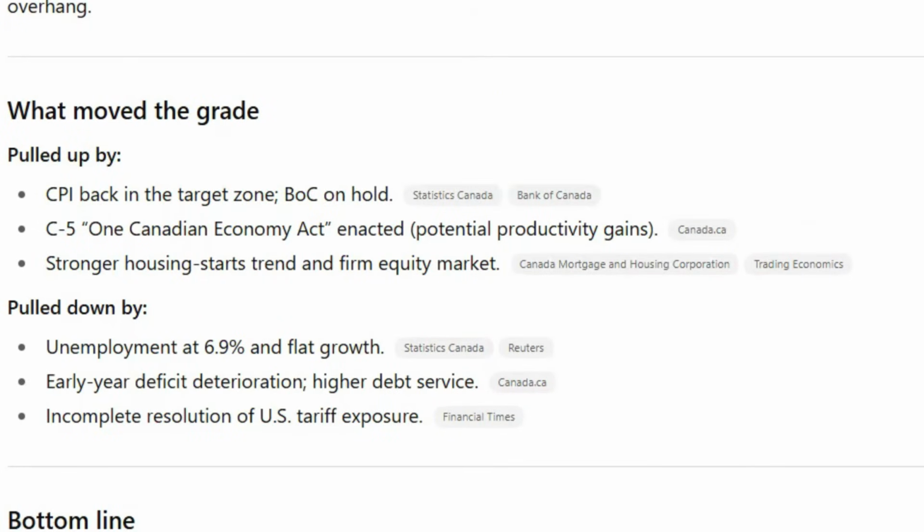So what moved the grade? Consumer Price Index back in the target zone. Okay, Bank of Canada on hold. C5, the One Canadian Economic Act, enacted. Okay, that's good. Stronger housing trends and firm equity market. Pulled down by unemployment, 6.9%, flat growth, early year deficit deterioration, highest debt service. Yeah, that's brutal. Incomplete resolution on US tariff exposure. Incomplete, hasn't even started.